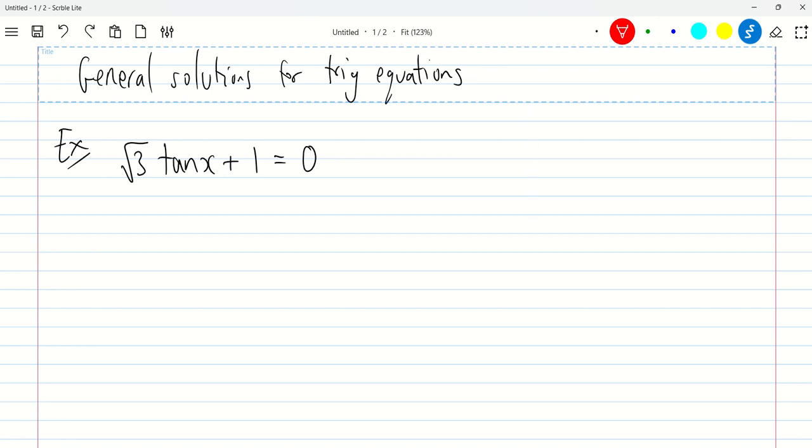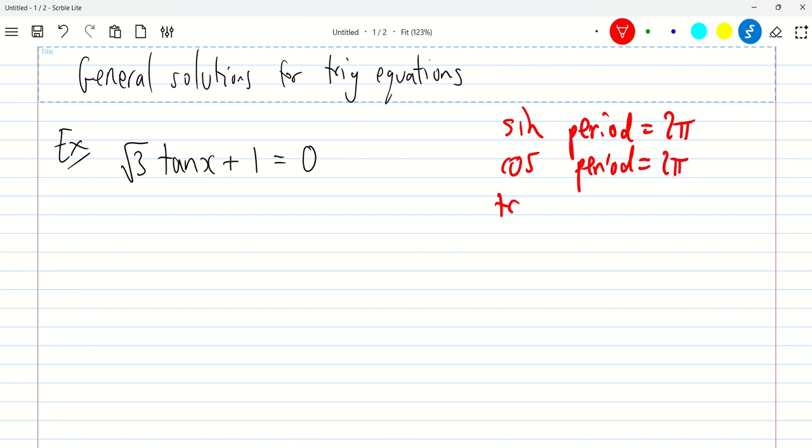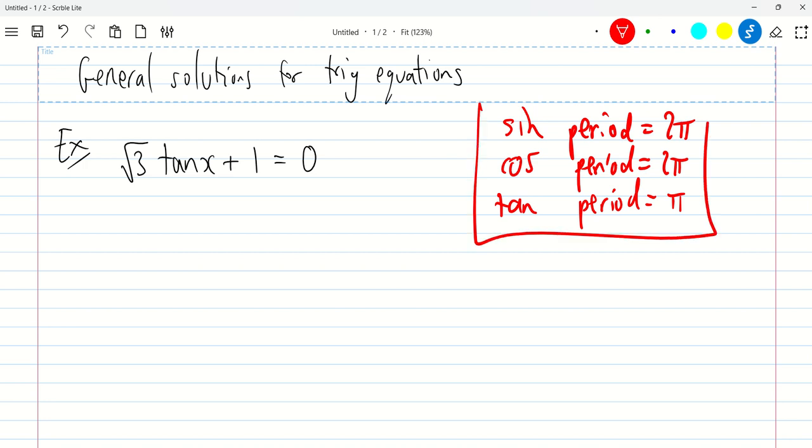If you remember, the period of sine is equal to 2 pi. So all of your solutions are 2 pi apart. The period of cos is also 2 pi, but the period of tan is a bit different. If you remember, the period is just pi. And so all the solutions will always be 2 pi apart for sine and cos and 1 pi apart for tan. If you just keep that in mind, I'll keep that box there. As we go through, that will help you.